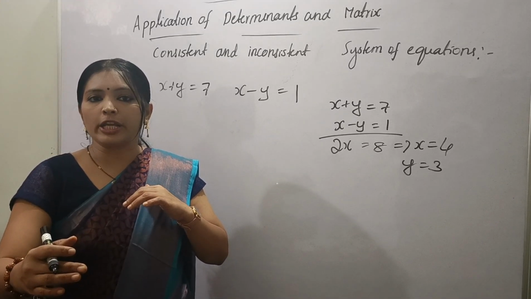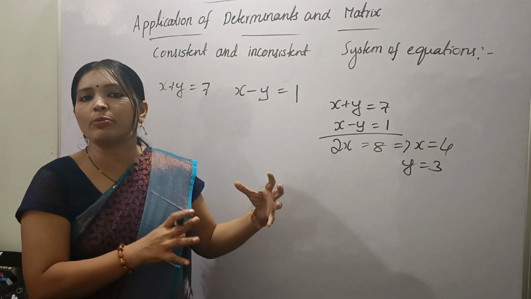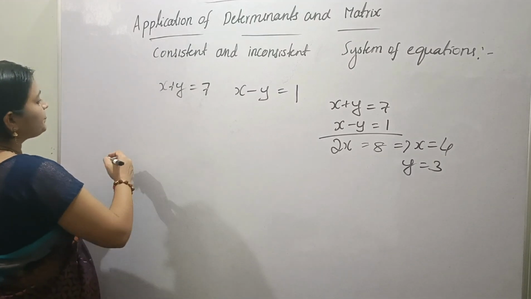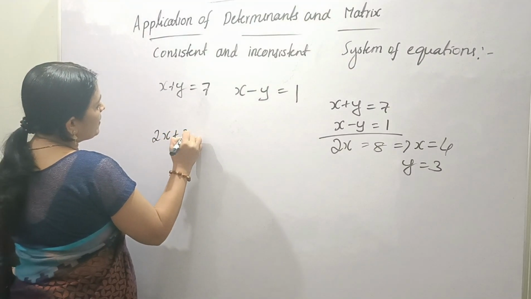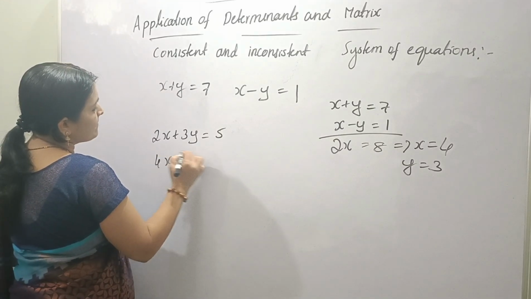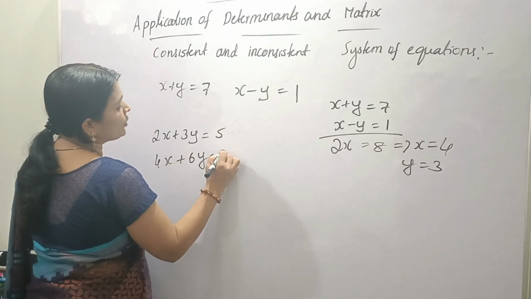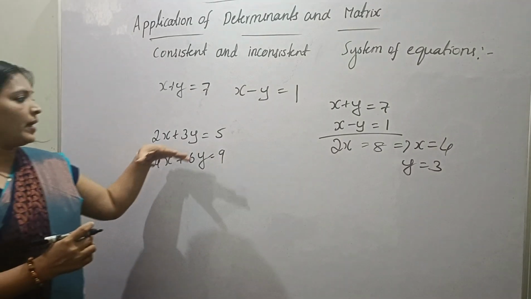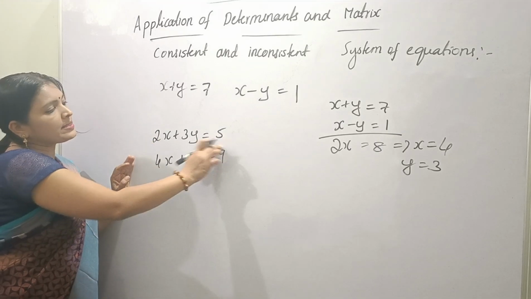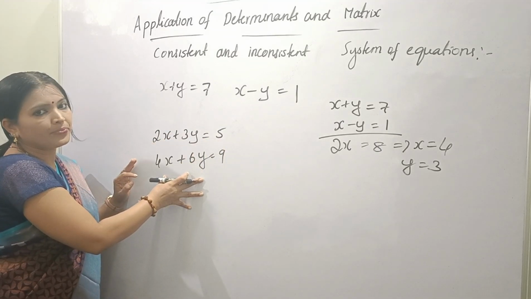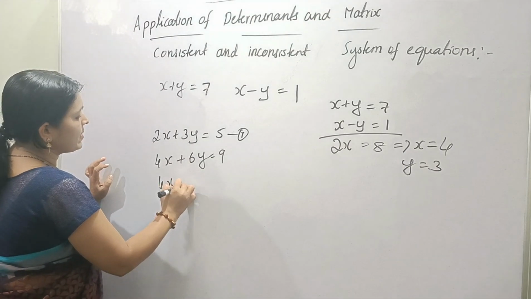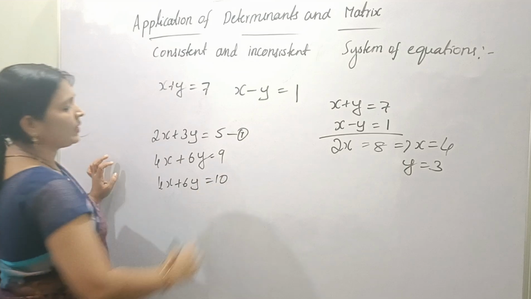So before solving the linear equations, you have to check whether the given system of linear equations is consistent or inconsistent. Okay, another example. 2x plus 3y is equal to 5. 4x plus 6y is equal to 9. See here, when we multiply the first equation by 2, we will get 4x plus 6y is equal to 10, right?